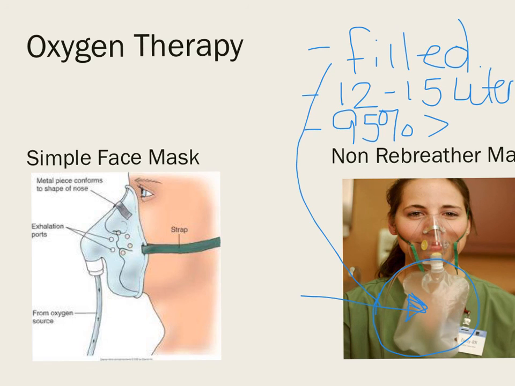And so a non-rebreather is very effective in an emergency situation. You just must remember that the patient needs to be spontaneously breathing. As far as the advantages and disadvantages, they are the same as with a simple face mask.